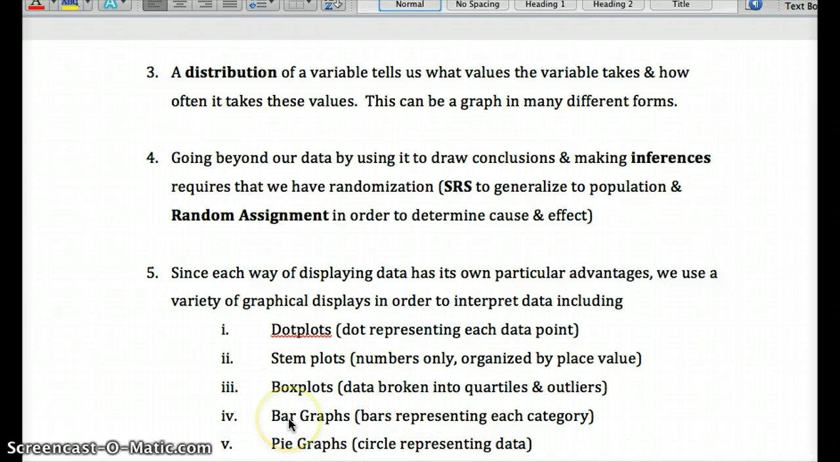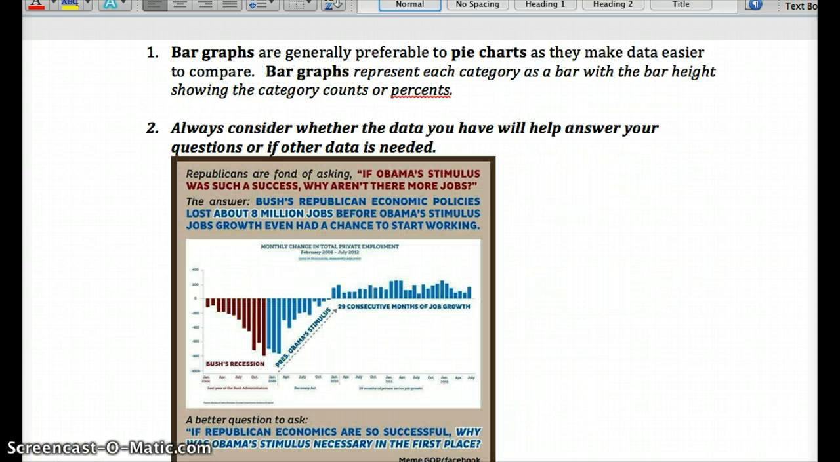Bar graphs you should be familiar with: a bar representing each category. That can be alright for categorical variables. We're not going to use a lot of bar graphs because they generally don't give you as much information. And pie graphs, a circle representing data, we also don't use those as much. A histogram is what we'll use instead of a bar graph. It's basically like a dot plot but with bars instead of dots. So a bar graph is usually better than a pie chart. They make it easier to compare data with bars next to each other. So we'll use a bar graph over a pie chart for categorical data. Pie charts really aren't used that much. We're not going to be doing a whole lot with them. We'll just note that it should represent one whole.